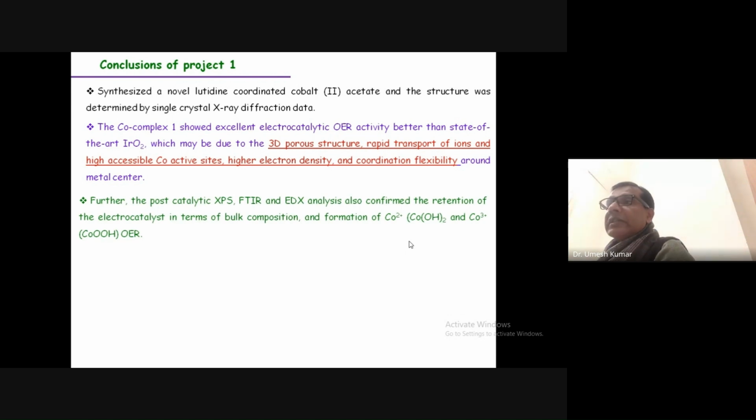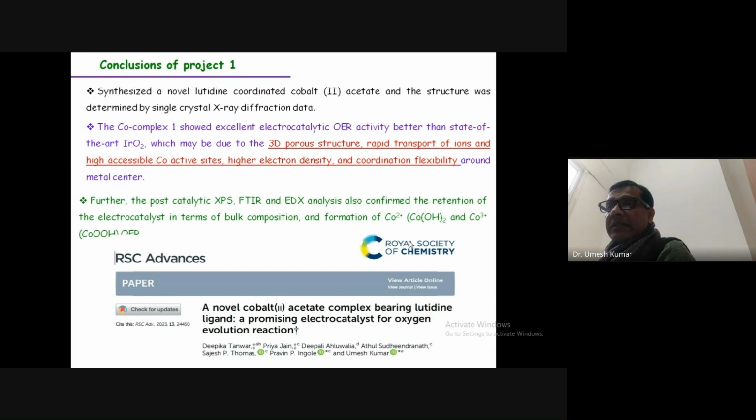Further, after photocatalytic and electrocatalytic tests, we have done XPS, FTIR, and PXRD analysis that confirm the retention of these complexes in the bulk, but also the formation of cobalt 2 plus, cobalt hydroxide and cobalt OH groups as an HER catalyst. And this work was published last year, in 2023. The next project, I am going to discuss briefly here.